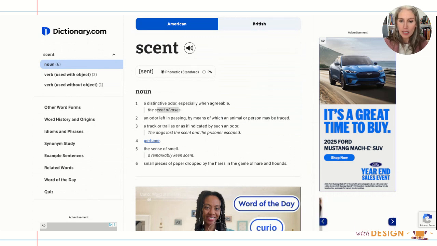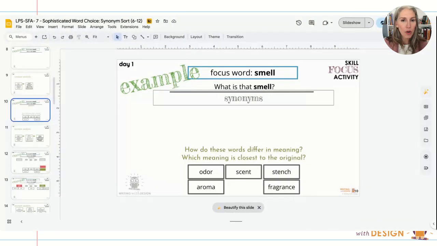So scent is going to be pretty close to what we mean with the word smell. What is that smell? What is that scent, right? So I'm going to just show you with the word scent, but this is something that you would do for each of the words. And so let's come back over to our sample here.